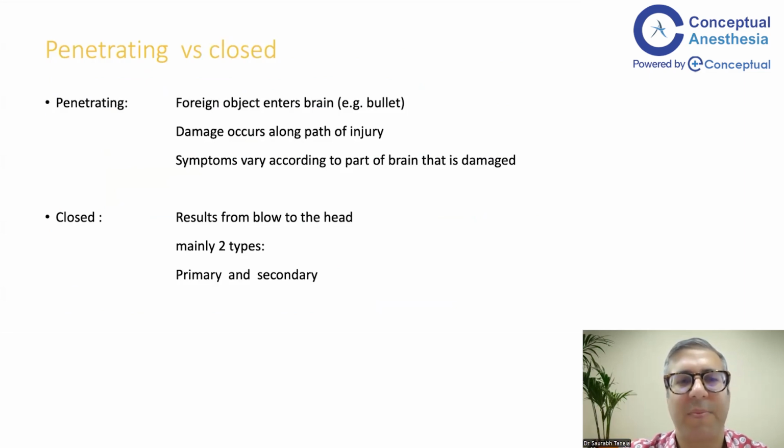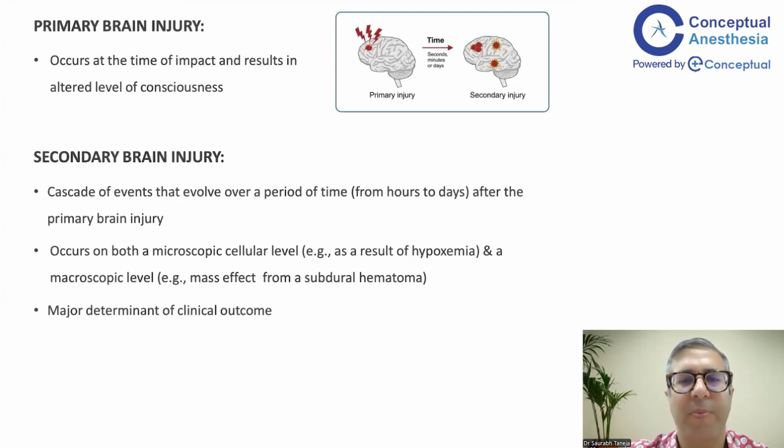Now the classification is penetrating versus closed injury. So penetrating is when something penetrates, like a foreign object enters the brain like a bullet, and damage occurs along the path of injury. The symptoms vary according to the part of the brain that is damaged. Whereas closed results from a blow to the head, and it is mainly of two types: primary and secondary. As I told you, primary injury occurs at the time of impact, and secondary injury is later.